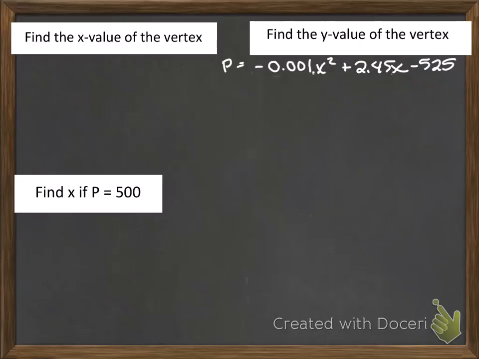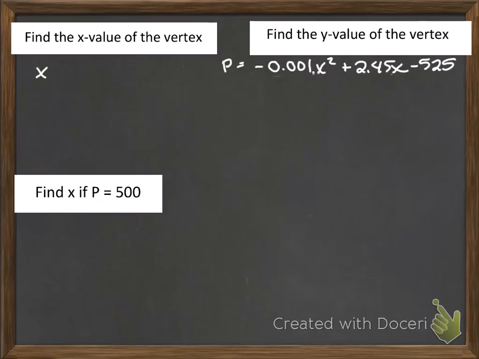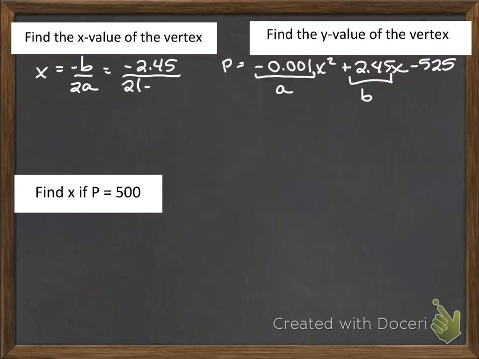What we first need to do is find the x and y value of the vertex. Recall the formula for the x value of the vertex is just negative b over 2a. Our a is right here, negative 0.001, and our b is positive 2.45. So we're going to have negative 2.45 over 2 times the quantity negative 0.001. I'm going to type that into my calculator and see what I get.